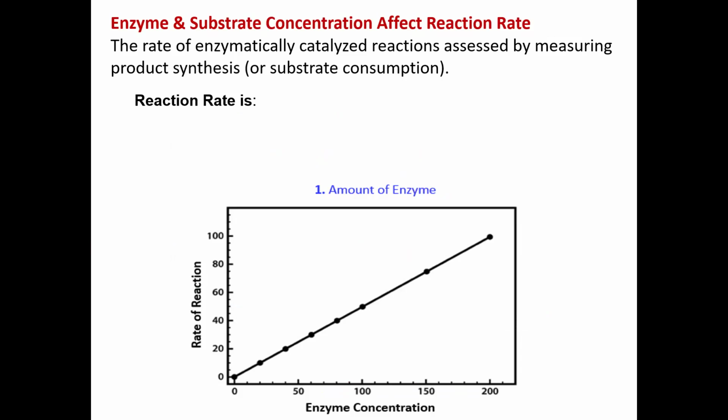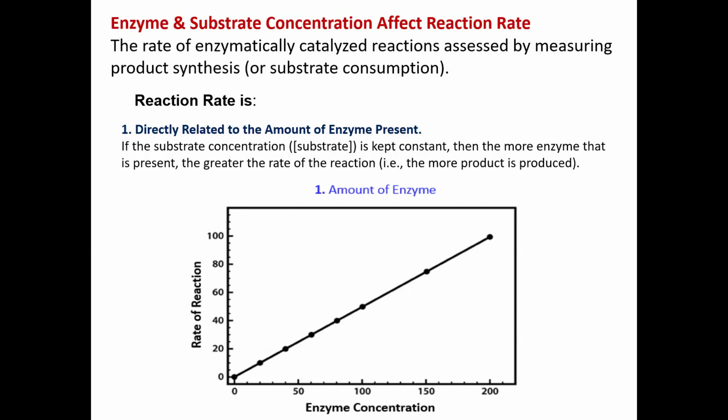So we have enzyme and substrate concentration. They also affect the rate of the enzyme reaction. The rate of enzymatically catalyzed reactions can be assessed by measuring the products that are synthesized or the amount of the substrate that is being consumed in the reaction. The rate of the reaction is the amount of product that is formed per unit time, or the amount of the substrate that is being consumed or used up in the reaction per unit time. So it is directly related to the amount of the enzyme present.